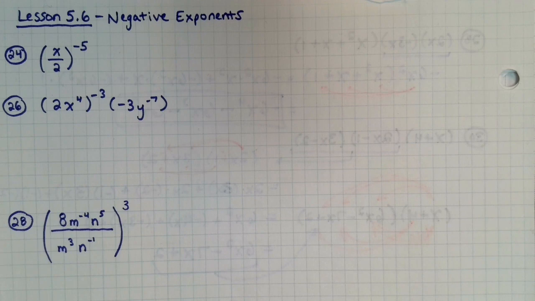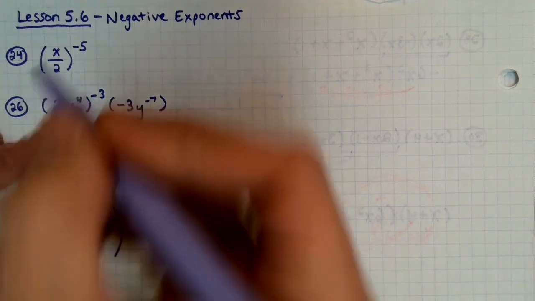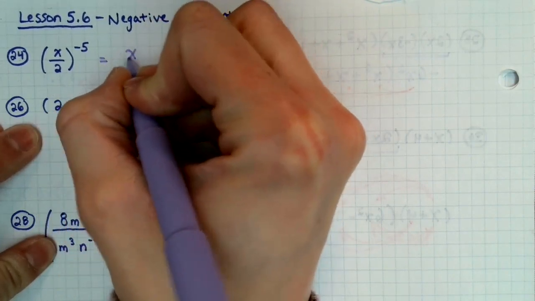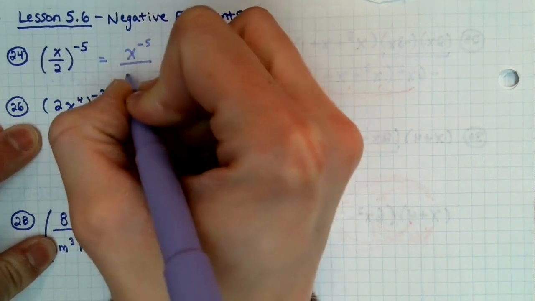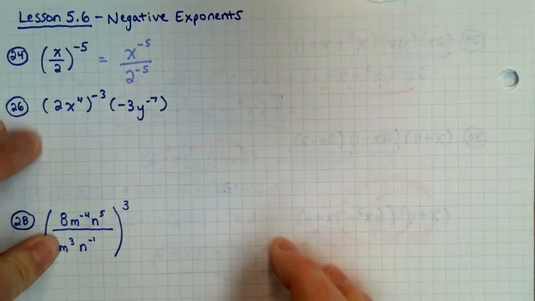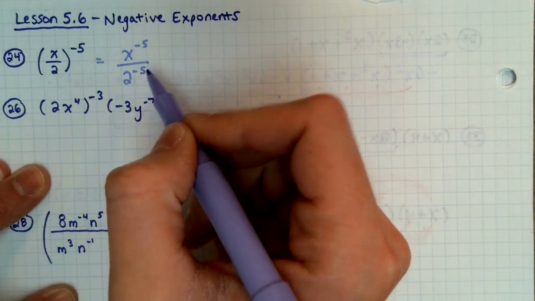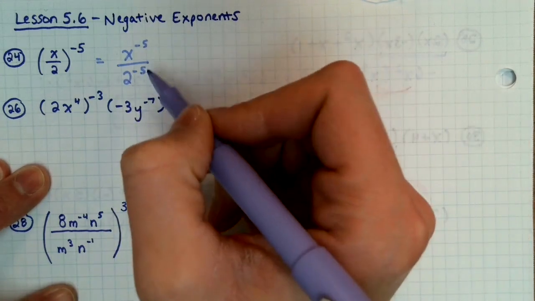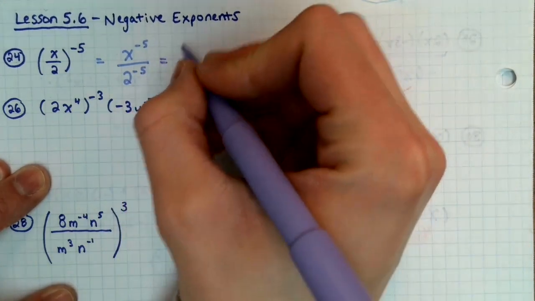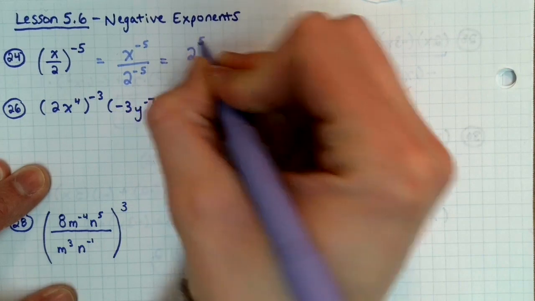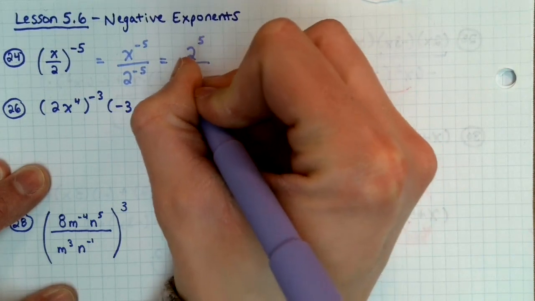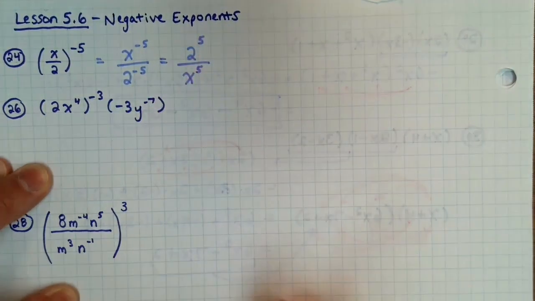So 24. For this question, we have x over 2, and that's being raised to this negative 5 power. To start this problem, we're going to write this as x to the negative 5 over 2 to the negative 5. This is following that quotient to power rule. Now we have negative exponents in both locations, so we're just going to rewrite this as 2 to the positive 5 power over x to the positive 5 power.